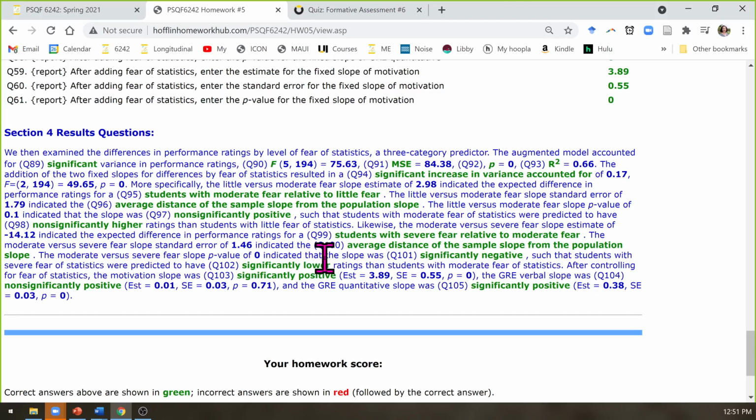All right. Any questions on that last part? Can I ask a question? Sure. It's about question 94. When we add two fixed slopes, it is going to increase the variance accounted for? Increase the variance accounted for, because variance accounted for is R square.